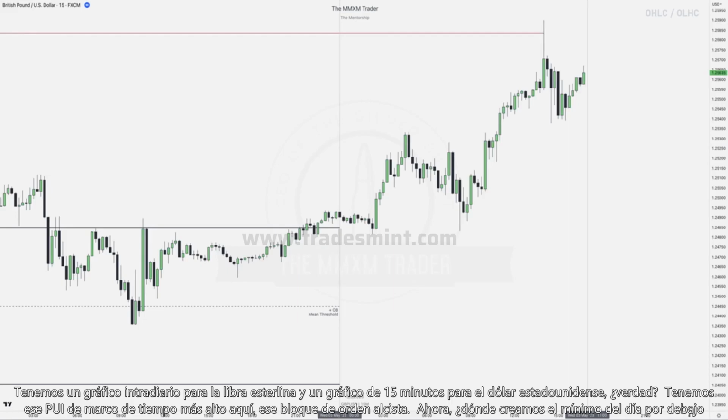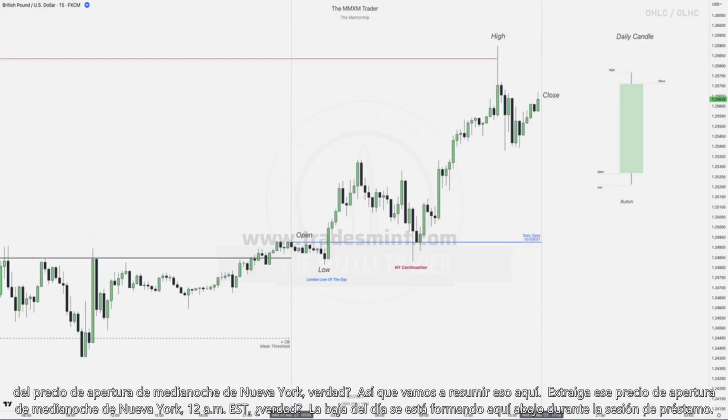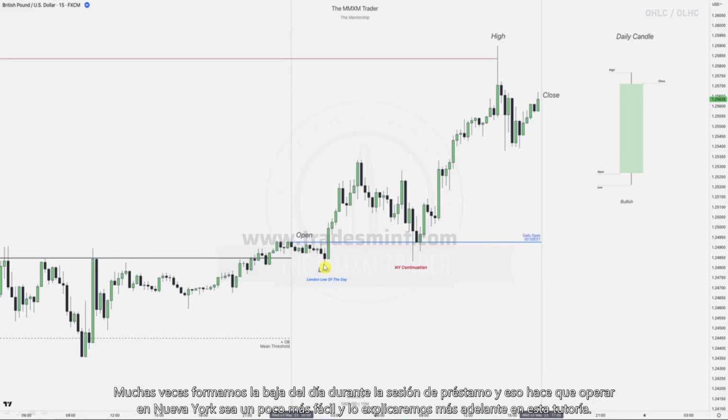We've got an intraday chart for the British pound and the US dollar, 15-minute chart, right? We've got that higher time frame POI over here, that bullish order block. Now, where do we create the low of the day? Below that New York midnight open price, right? So let's outline that over here. Draw out that New York midnight opening price, 12 a.m. EST, right? Low of the day is being formed down here during London session. A lot of times we form the low of the day during London session, and that makes trading New York a little bit easier, and I will explain later in this mentorship why.